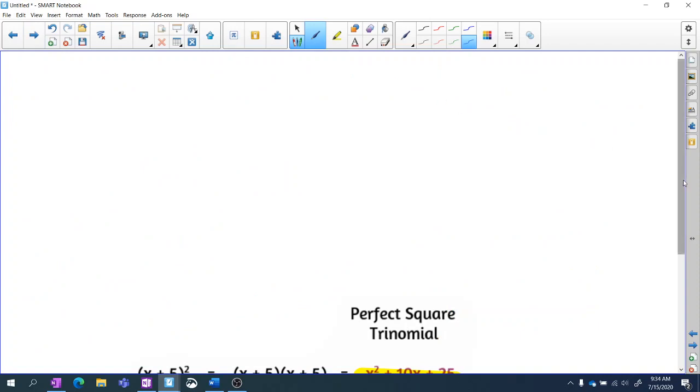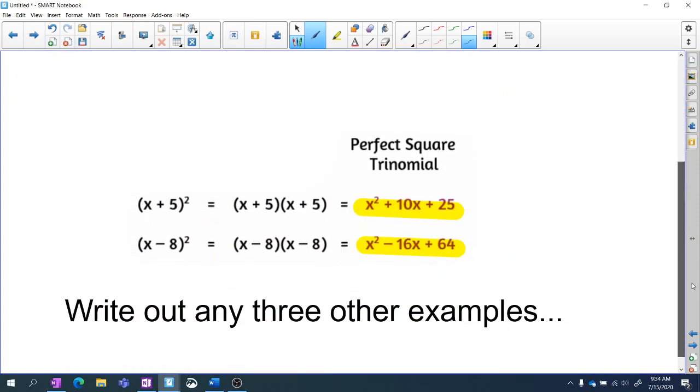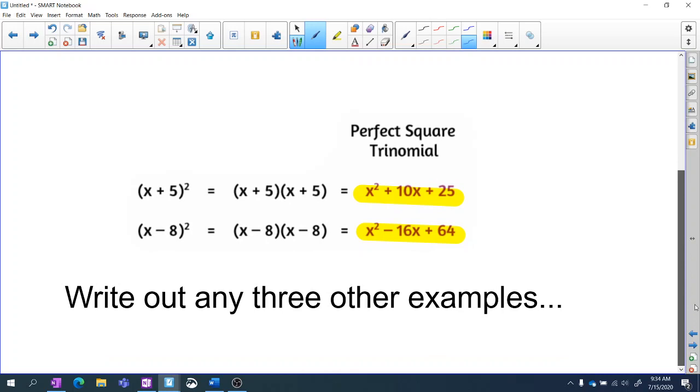All right, to do that, I want us to look at what exactly is a perfect square trinomial. Here's a couple of examples of this. So if you took this and squared it, you'd get this. If you took this one and squared it, you'd get this.